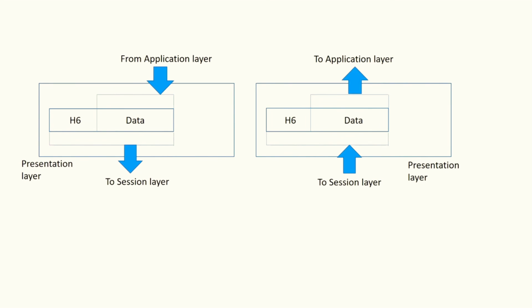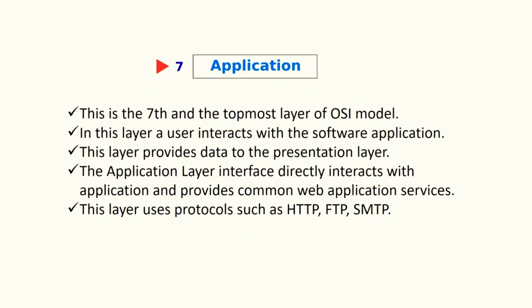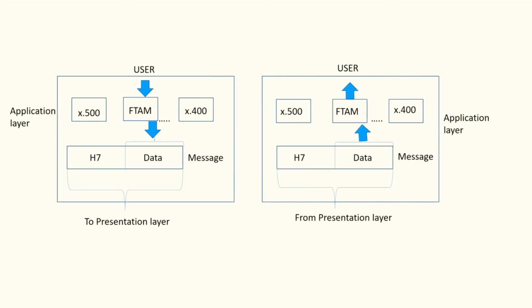So here the data is transferred from the application layer to the presentation layer and then from the presentation layer to the session layer on the sender side and vice versa on the receiver side. Now there comes the application layer, which is the topmost layer of the OSI model, in which the user directly interacts with the software. It uses many protocols like HTTP, HTTPS, FTP, SMTP and so on. So in this layer you can finally see the message, or receive the message, on your monitor. So this was all about the OSI model, the 7 layers of the OSI model.